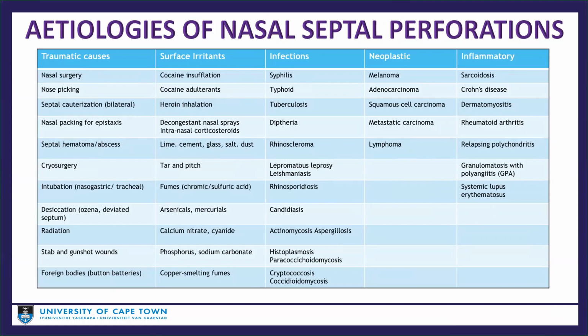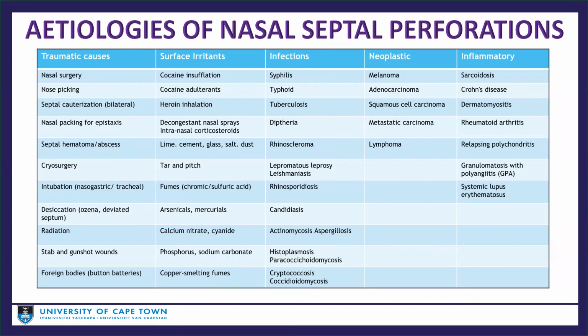Among surface irritants, it's important in our history to find if the patient is a cocaine or heroin abuser, and if the patient has long-standing nasal spray decongestant use or intranasal corticosteroid sprays use. Amongst infection, we note syphilis, TB, rhinoscleroma, rhinosporidiosis. And amongst neoplastic causes, we've got squamous cell carcinoma, adenocarcinoma, melanoma, and lymphoma.